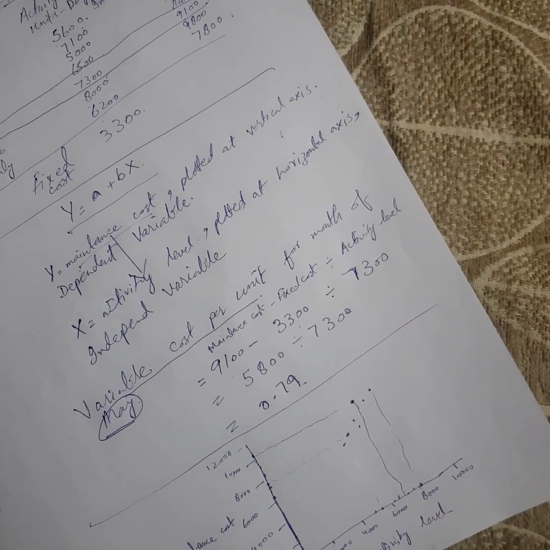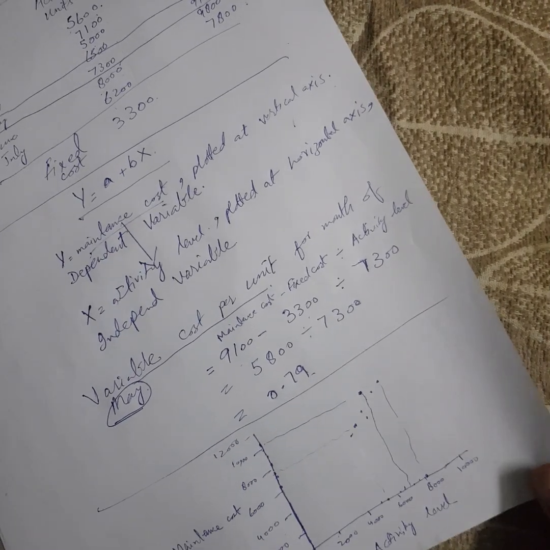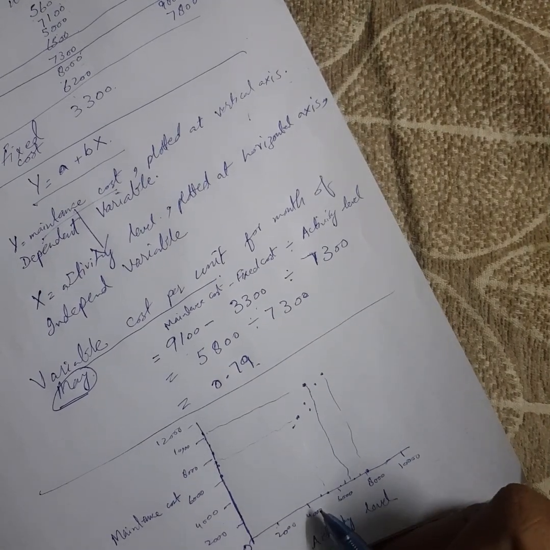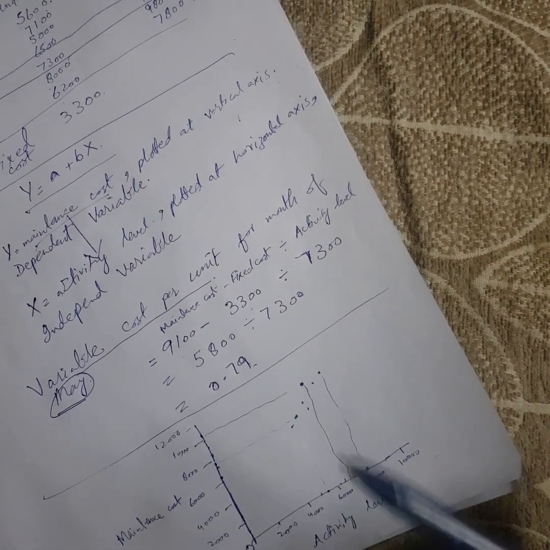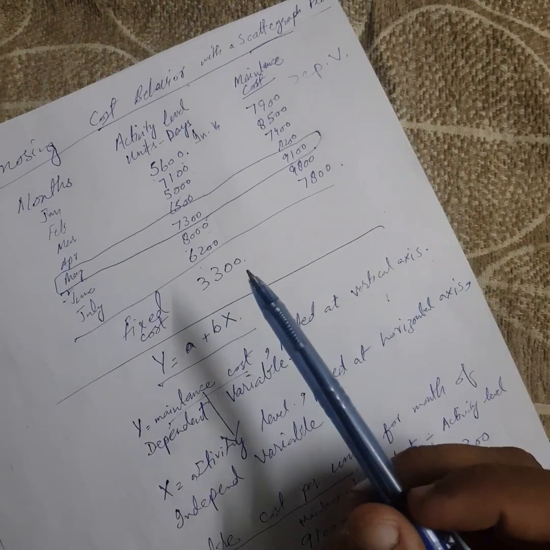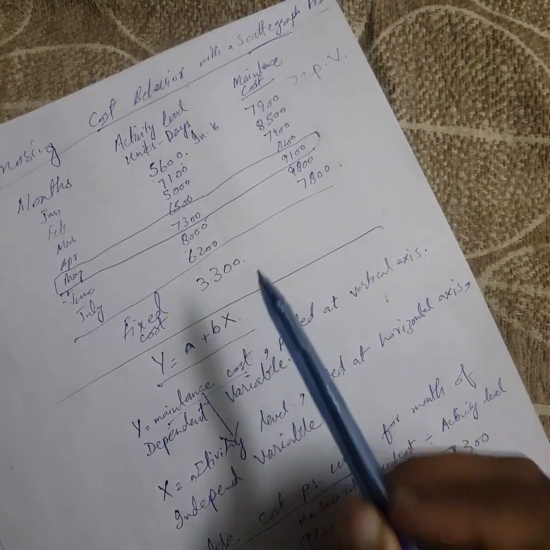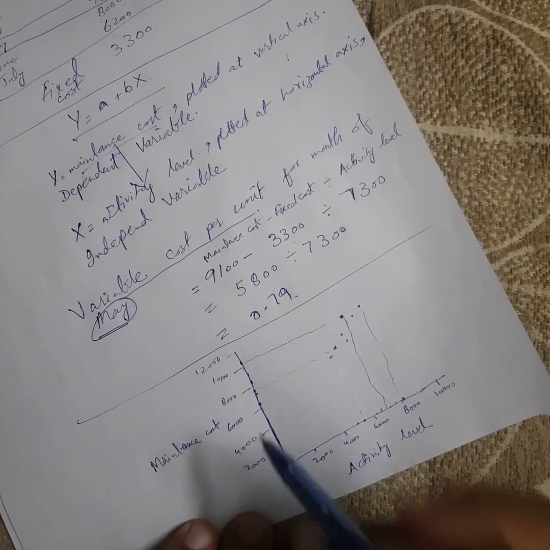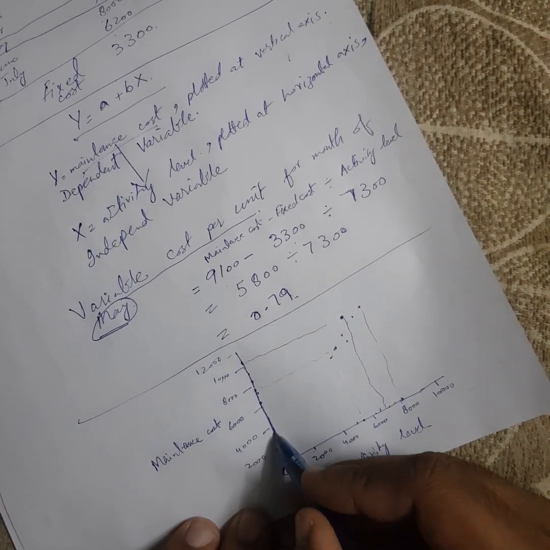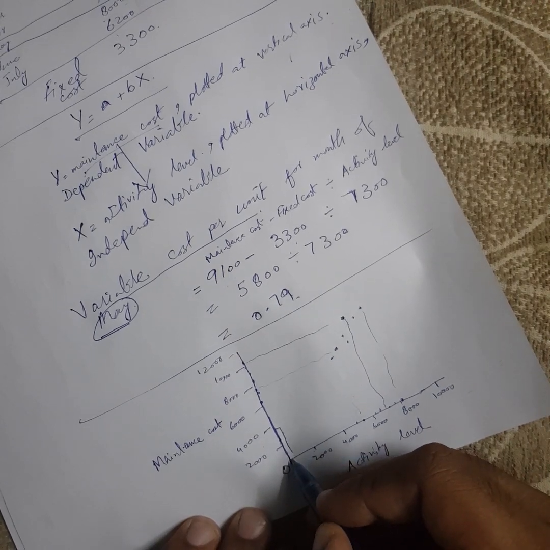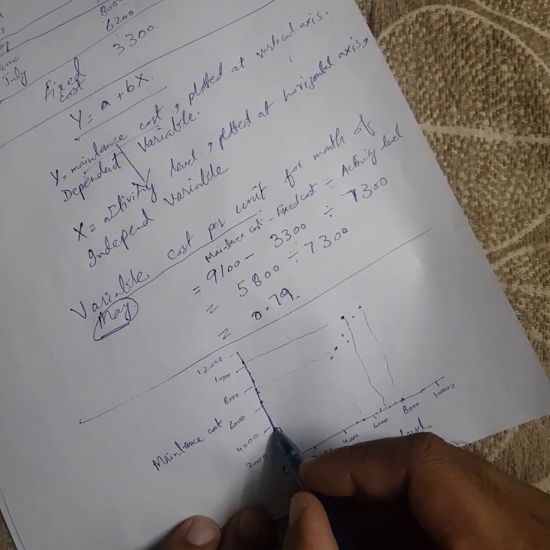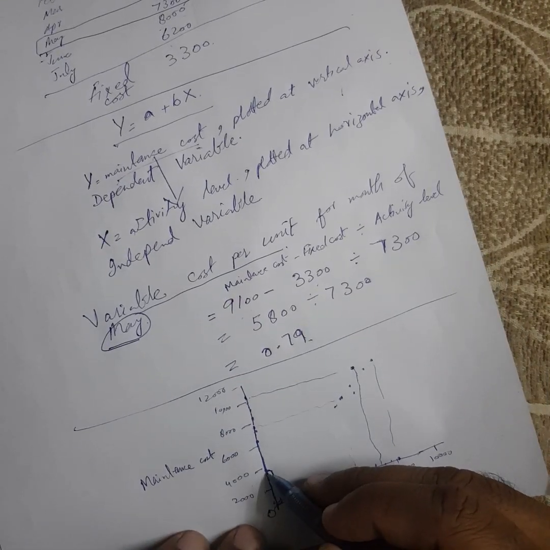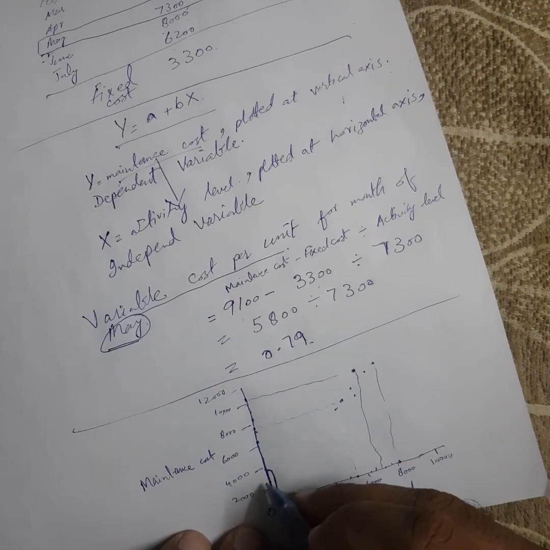There is time for drawing the line, but remember how to deal with the scatter graph plot. We need to know what our fixed cost is. Fixed cost is 3300. That will come at this point, 3300, almost here. So this area from 0 to 3300 we will use as fixed, and we will start drawing our line from this point.